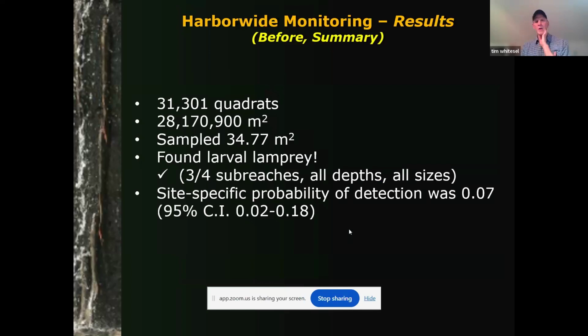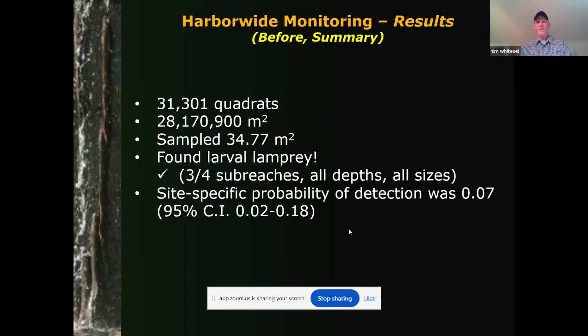So a quick summary. I think this is kind of interesting in some ways for context. So that whole lower Willamette River that you've seen now, when we divided it up into those 30 by 30 meter quadrats, there were over 31,000 of them. It represented over 28 million meters squared. We sampled, remember we only went to 84 quadrats and we only dropped the bell once. We sampled just under 35 meters squared, and we found larval lamprey.